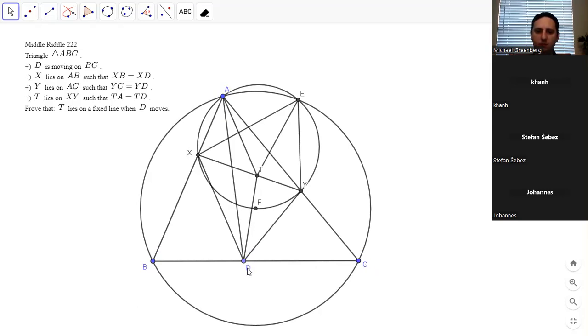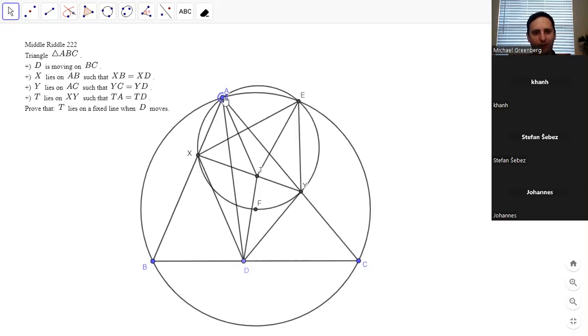I think I can show that T moves with degree at most 5, which is maybe a little much, but yeah, we need 1. Okay. So let's see if we can solve it without moving points. I feel like there should be a solution that doesn't use that.